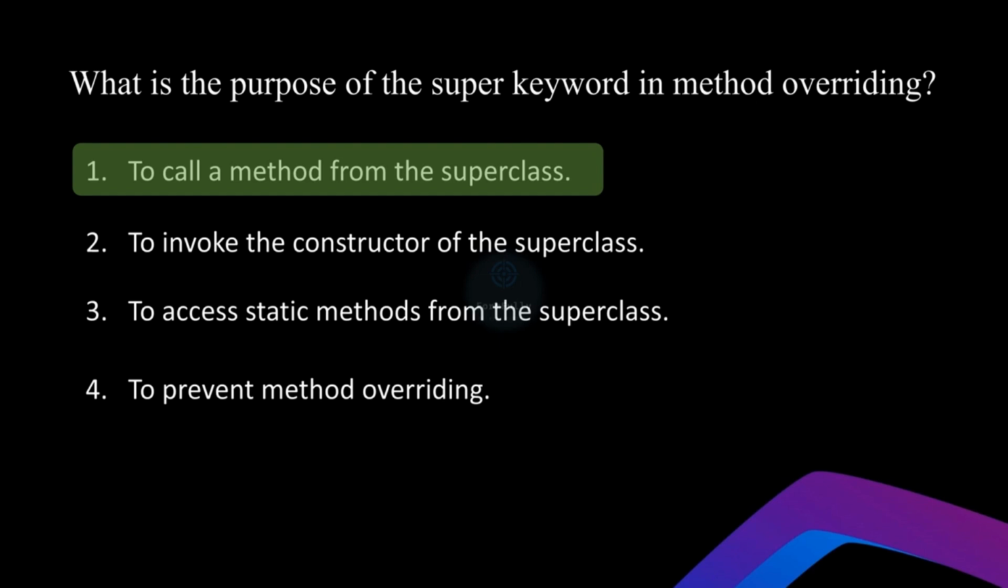Option 2 is incorrect because while the super keyword can be used to call a constructor of the superclass, it is not its primary purpose in method overriding. Option 3 is incorrect because the super keyword is typically used for accessing instance methods and is not required to access the static methods in the superclass. Option 4 is incorrect because the super keyword does not prevent method overriding. It is used to facilitate and control the invocation of methods in the superclass. So option 1 is correct.